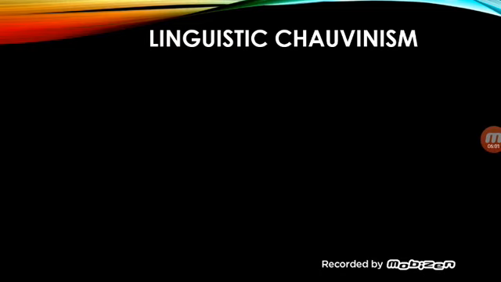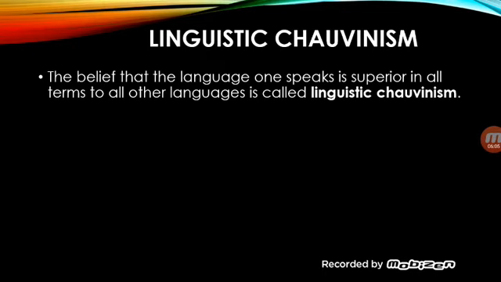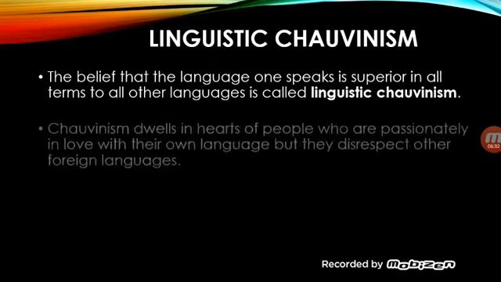Now another thing is there, linguistic chauvinism. What is this linguistic chauvinism? The belief that the language one speaks is superior in all terms to all other languages is called linguistic chauvinism. What it means is that you consider that your language is the best and other languages are not as good as your language. So giving too much importance to your language, feeling too much pride in your own language, and thinking that other languages are not as good is called linguistic chauvinism.